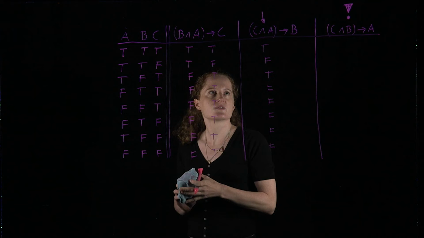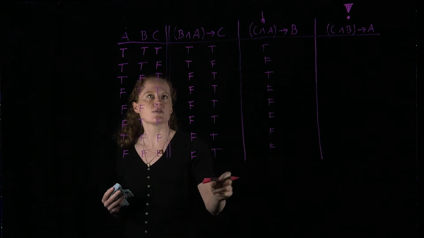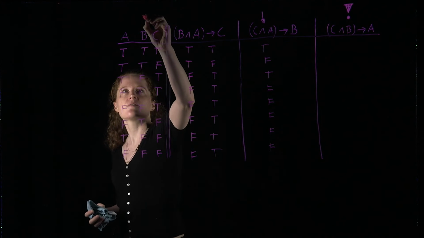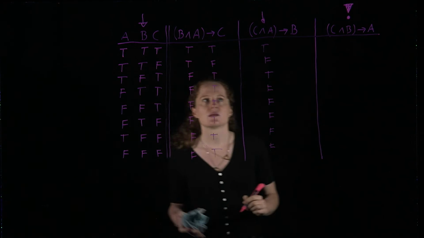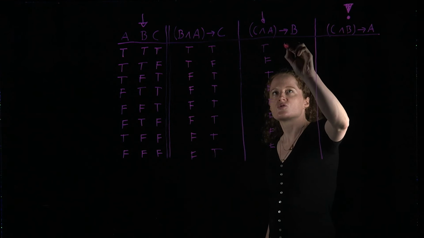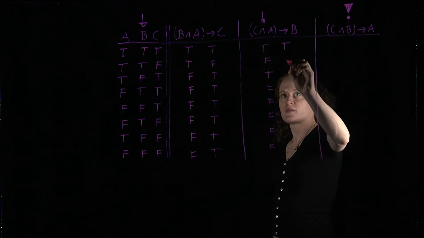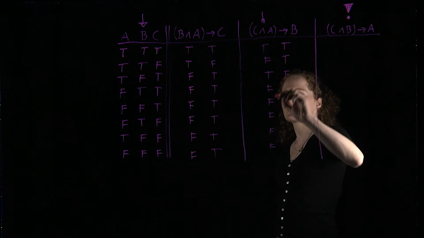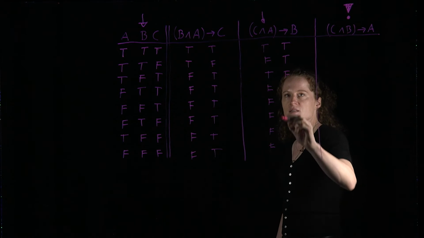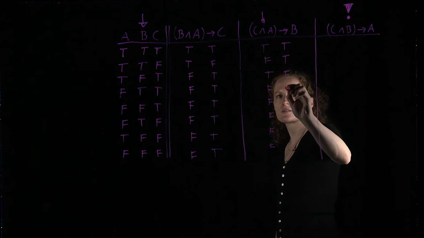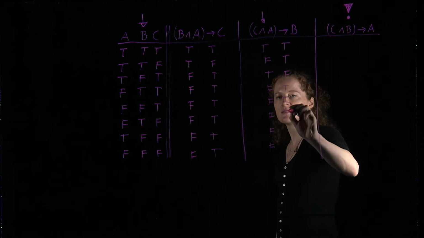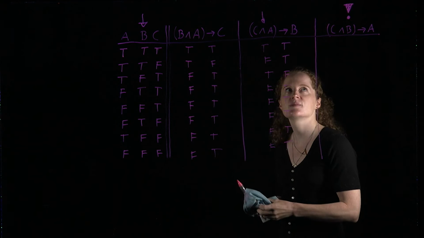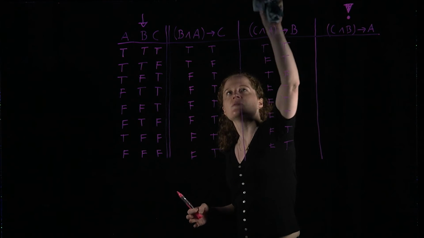Now, to figure out the truth value of our conditional, we need to look at the truth value of the antecedent, which is our conjunction here, and of the consequent, which is B. In the first row, it's true because both are true. In the second row, it's true because the antecedent is true. In the third row, it's false because the antecedent is true and the consequent is false. And then in all other rows, it's going to be true because the antecedent is false. Okay, that was the assessment column for our second premise.